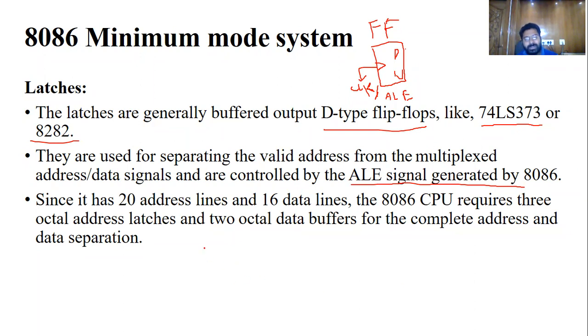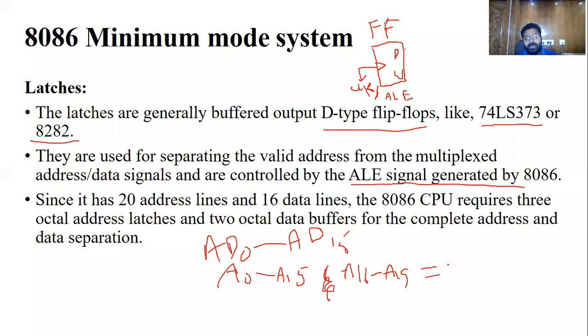So our microprocessor is using the multiplexed AD address bus. AD0 to AD15 is nothing but the A0 to A15 addresses, and the remaining are A16 to A19. In total we have a 20-bit address bus, so the address is 20 address lines.